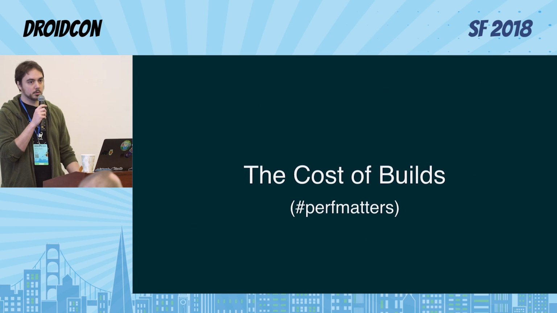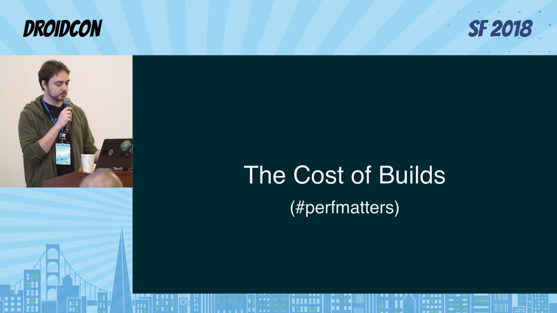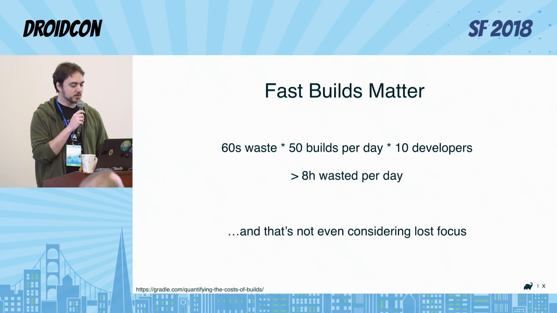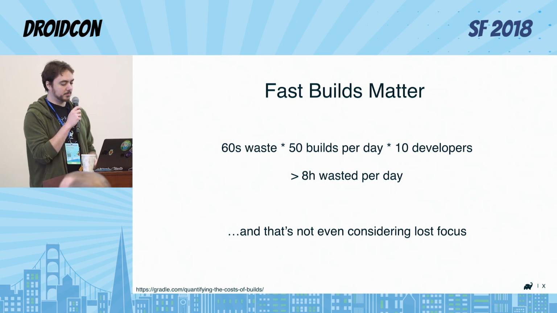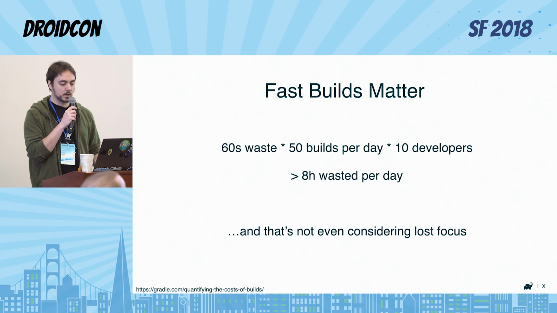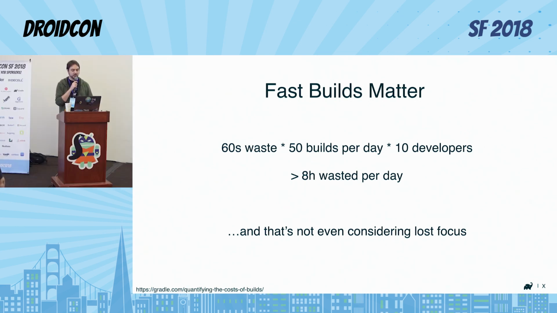Of course, as we all know, perf matters. Imagine you have a typical small Android team of 10 developers. Each one of them does 50 builds per day. If those builds, on average, take 60 seconds longer than they need to, that's an entire developer day per day wasted building your app. And the real cost is probably higher.